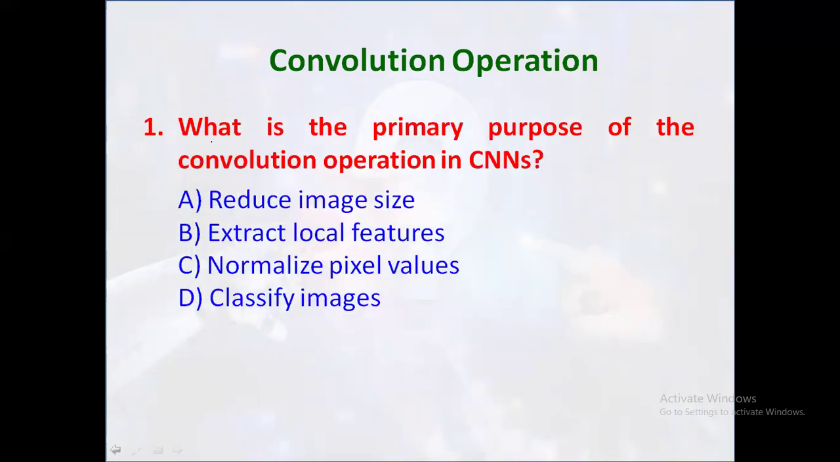So the first question is, what is the primary purpose of the convolution operation in CNN, that is, convolutional neural networks? Reduce image size, extract local features, normalize pixel values, or classify images. What is the correct answer? The correct answer is extract local features. The primary purpose of the convolution operation in CNNs is to extract local features.